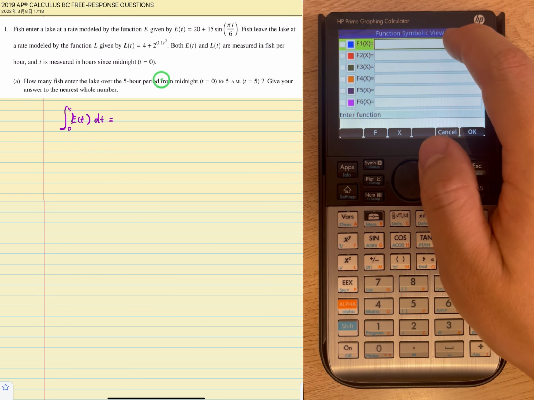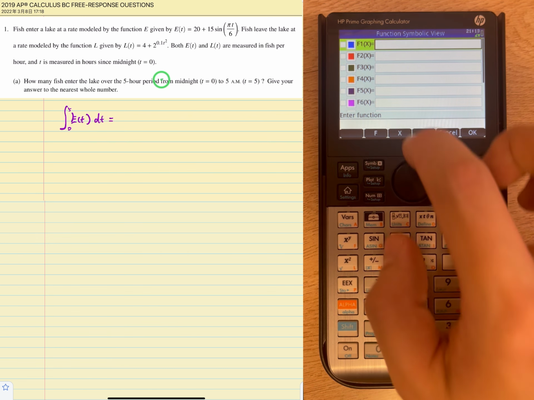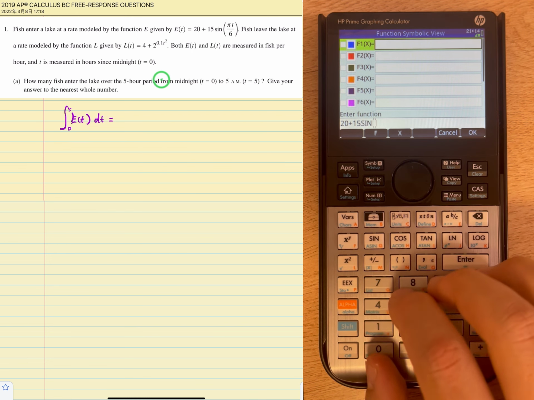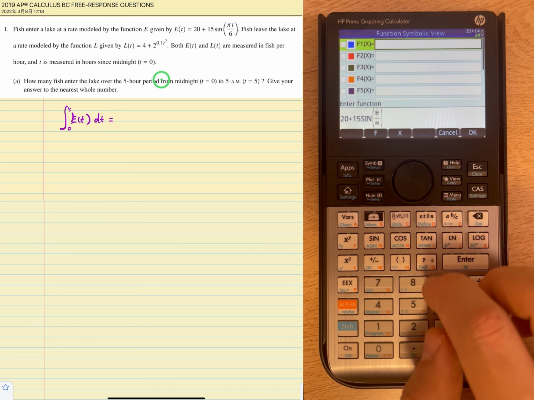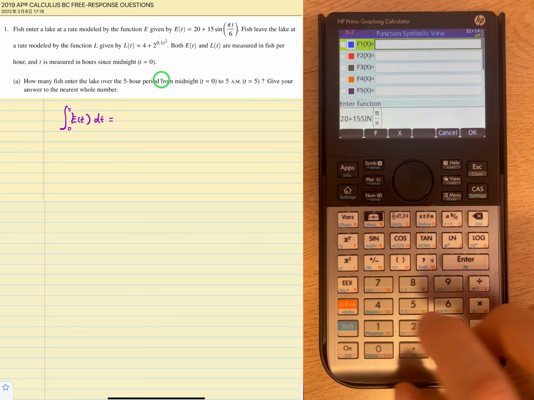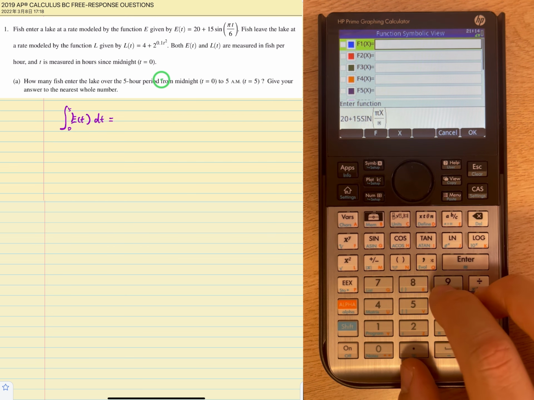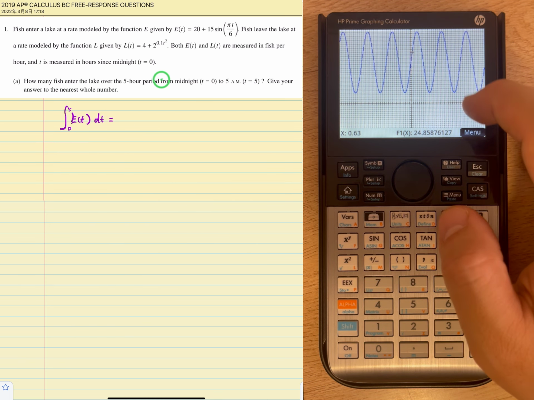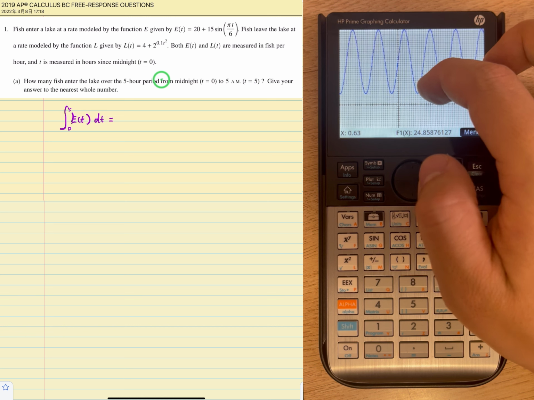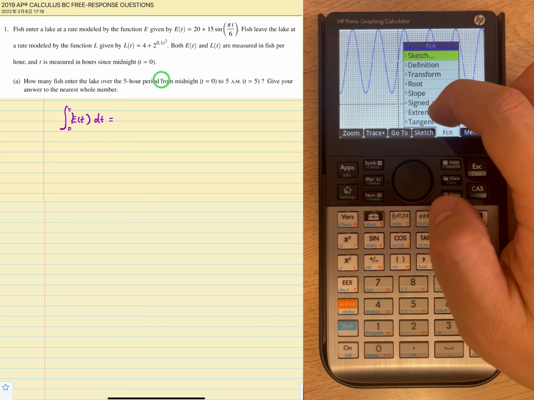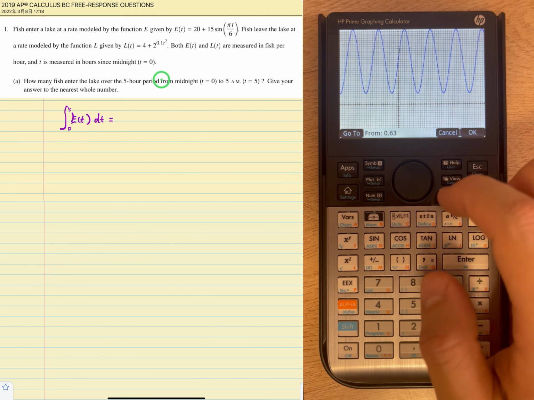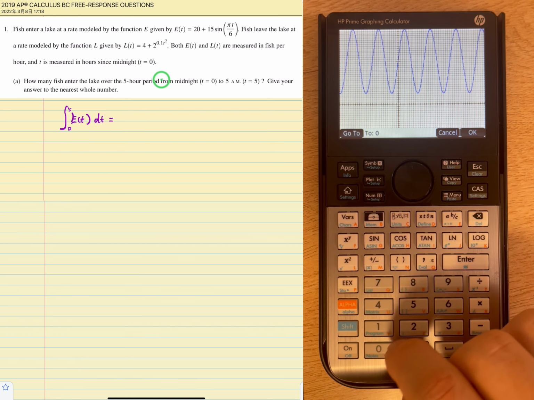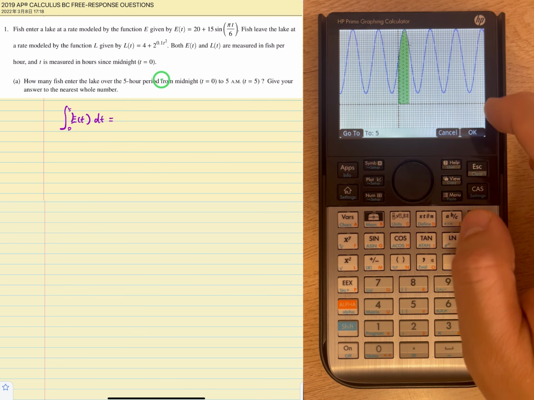Okay, let's open our calculator and put our function into f1(x): 20 plus 15 sine of pi, because the variable in here is x, so we put the x in, and the 6. So here is our function. Then we see the plot. We can see this function is like this. And if we want to find the integral, we can just use the signed area function. Then we go from 0, okay, to 5, okay. So this is a signed area.